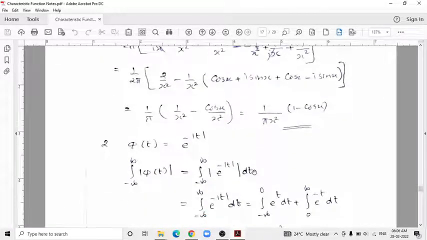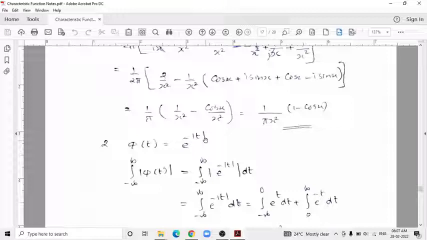Now next is phi t is equal to e raised to minus modulus t. As we know, this is the characteristic function of the Cauchy distribution. So based upon this given characteristic function, we can invert to find the corresponding density function, and for that we will make use of the inversion formula.